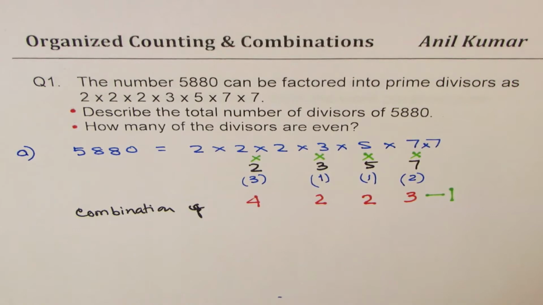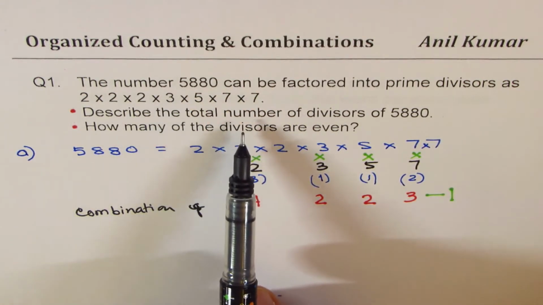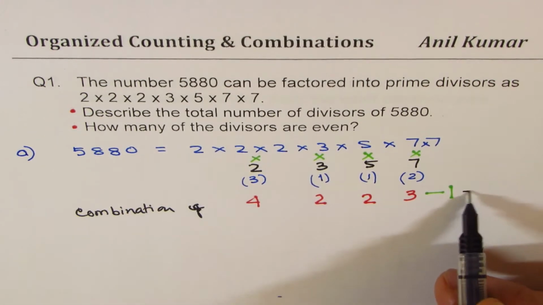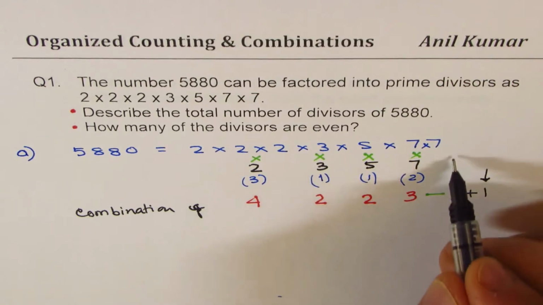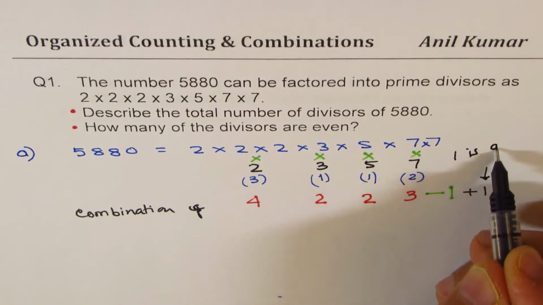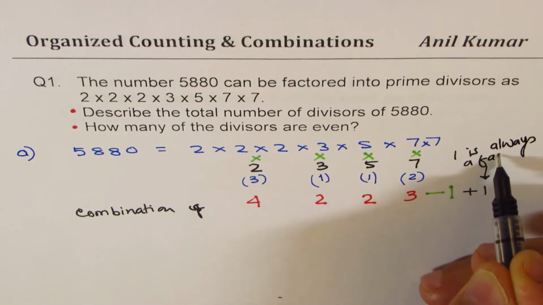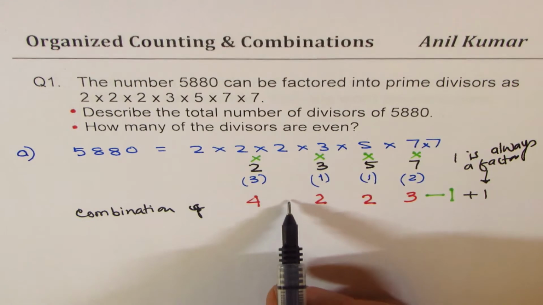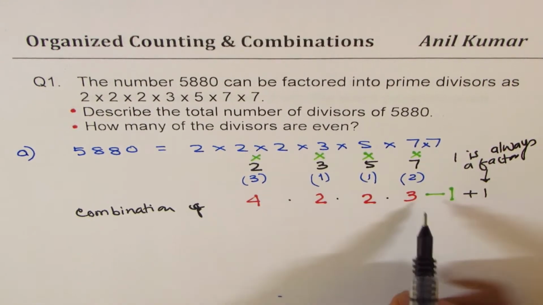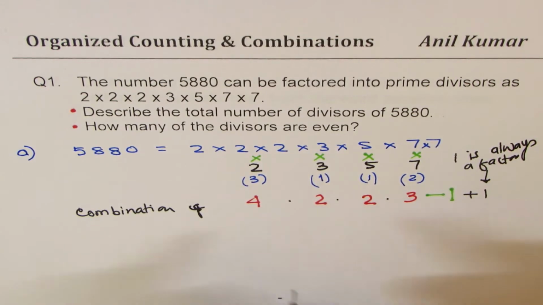However, you also know that for any number, one is always a factor. Is that okay? So you add one. We add this one since one is always a factor. Do you understand? So that is the result. So we have to multiply these terms, take away one, add one. That means just multiply these terms.